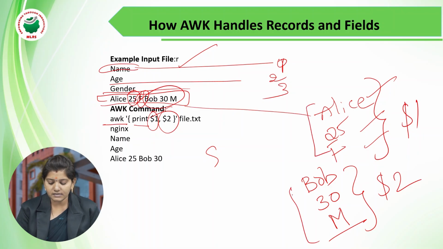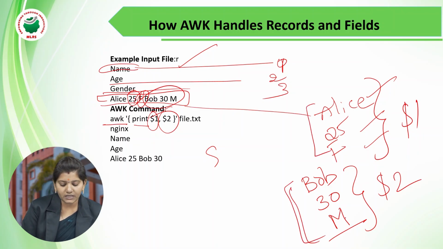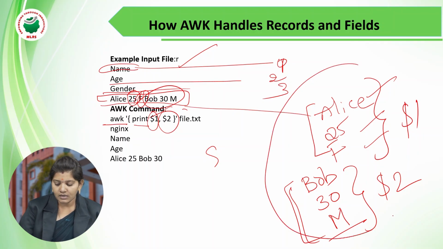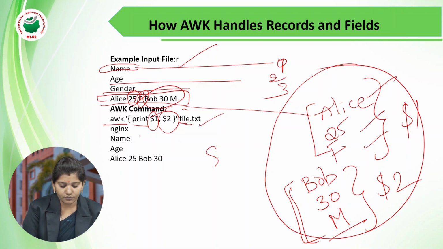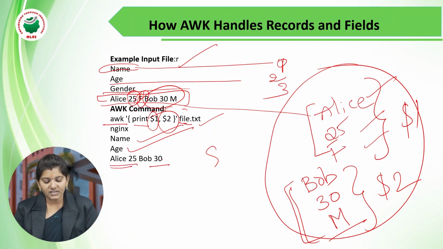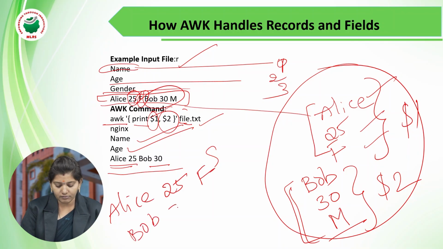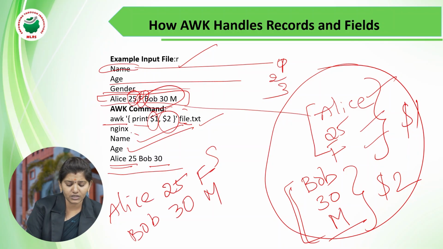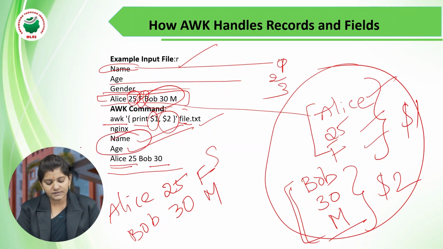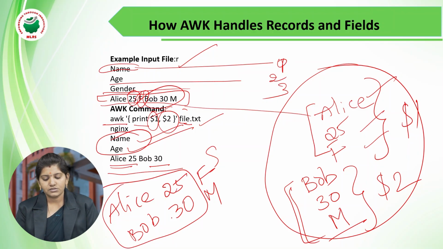So this is one block of code. Here is how we will print. All these things can be related in a file, file.txt. Whatever name and age we give, both the names and ages are printed. If we give gender also, it will give the result as Alice 25 female, Bob 30 male. Here we have only given name and age, so it will give the result as Alice 25 and Bob 30. So this is how we handle records and fields in AWK.